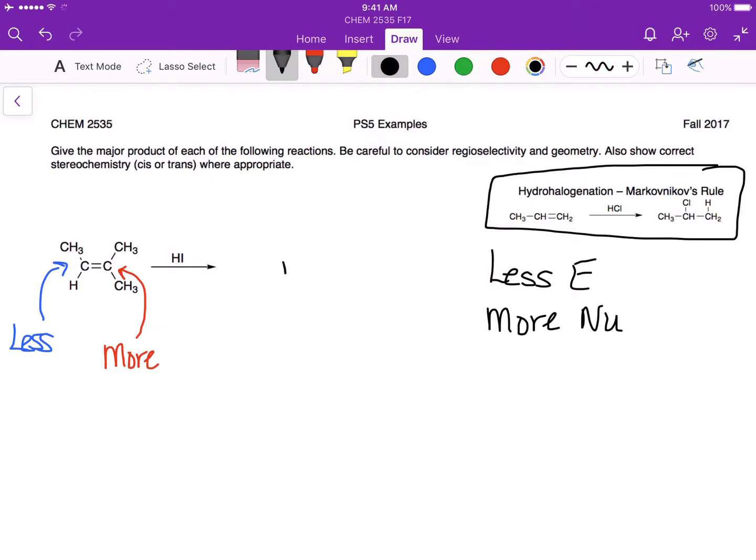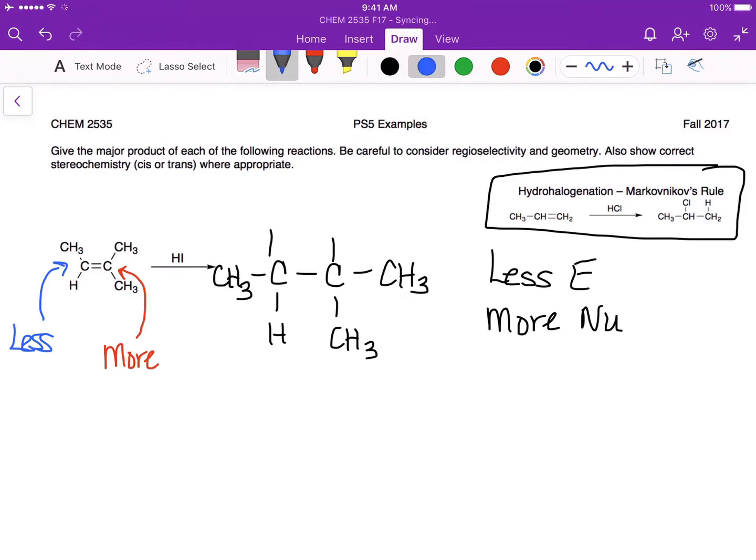We'll draw out our carbon skeleton first. Okay. Now, the electrophile is going to add to the less substituted carbon, which we've already identified as the one on the left. So our electrophile, in this case is hydrogen, will add there, which means that our nucleophile is going to go to the more substituted carbon right there. And that is our answer for the first example.